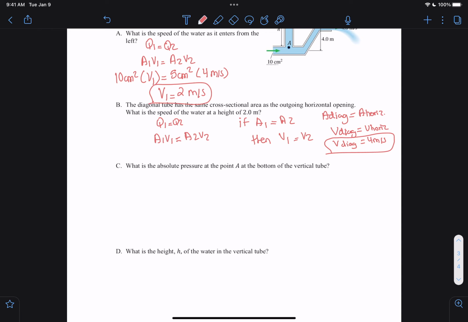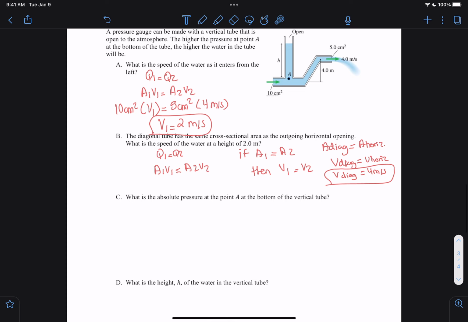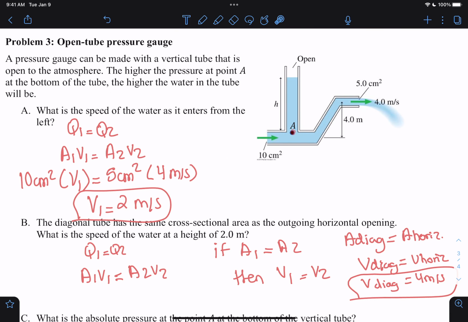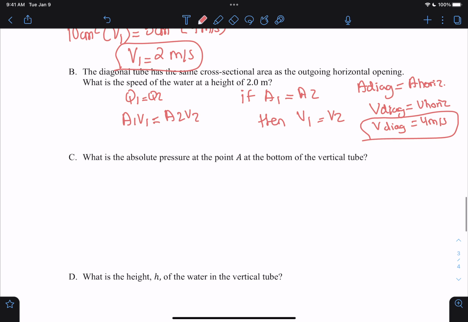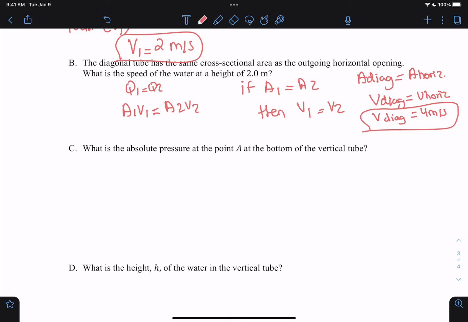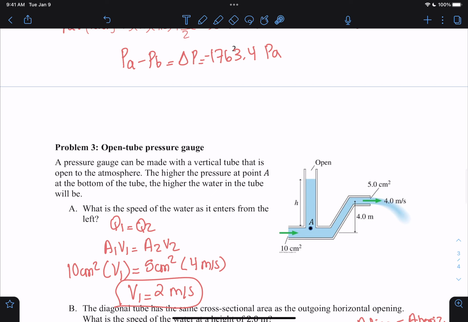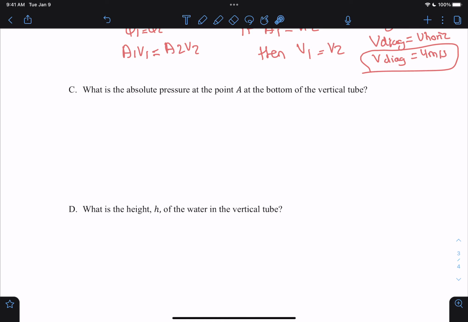Yes. Okay. Part C now is asking what is the absolute pressure at the point A at the bottom of the vertical tube. So absolute pressure at point A. If we want to figure out the pressure at point A, how could we do that? Keep in mind the situation that we have going on. Is the fluid moving, or is everything constant? That will indicate especially which equation to use.